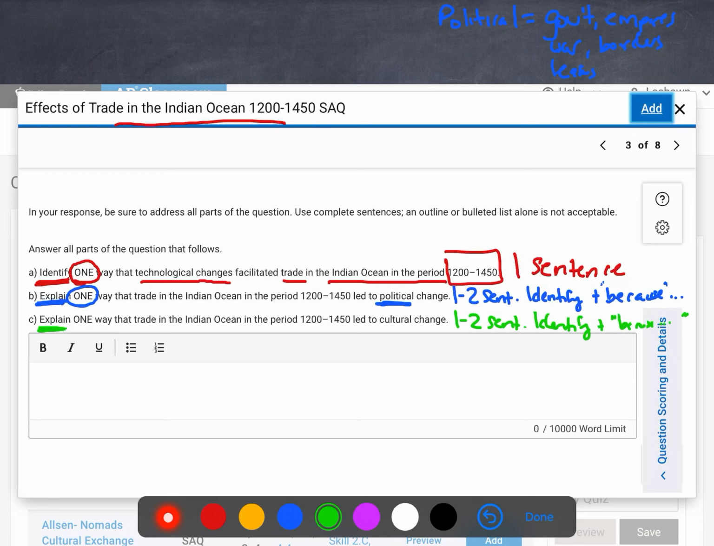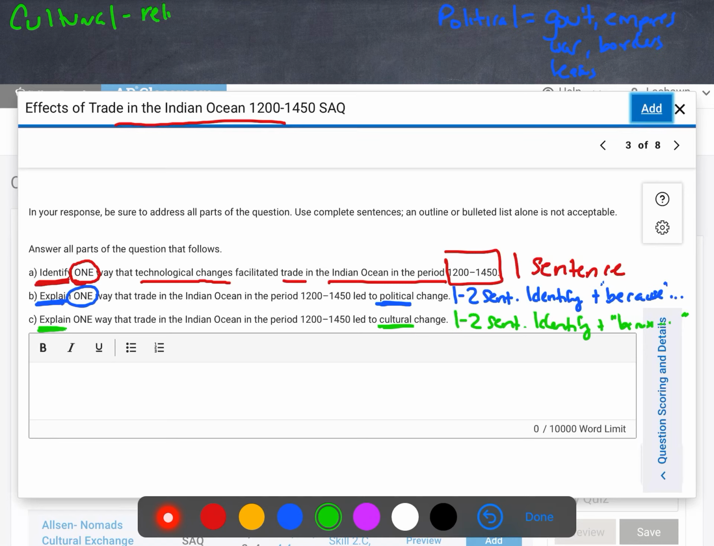And this one says, one way that trade in the Indian Ocean in the period 1200 to 1450 led to cultural change. So you might be saying like, oh, but cultural, political versus cultural, what is this? You guys really mix up cultural and social, and we don't want to do that one. So I'm going to put what cultural is up here. So cultural is any of those things that affect culture. That's kind of weird. So culture is going to be some of the simple things.